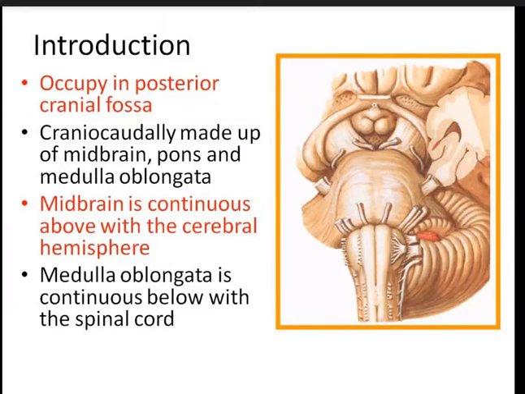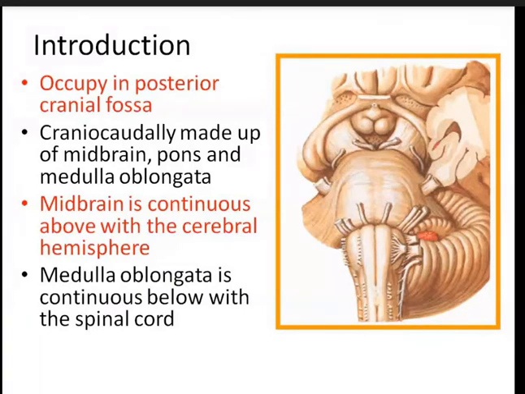Here we can see the brain stem, the gross features of the brain stem. This is the medulla oblongata, which is just above the spinal cord. This is the medulla oblongata, this one is the pons, and this is the midbrain. These three structures all together form the brain stem, and they occupy the posterior cranial fossa.